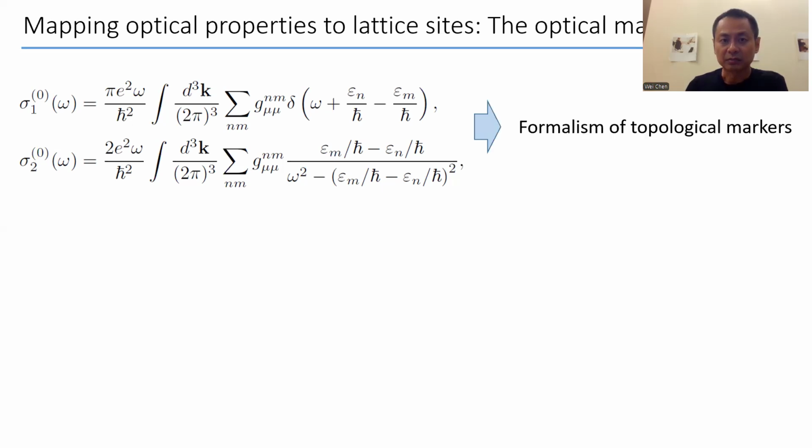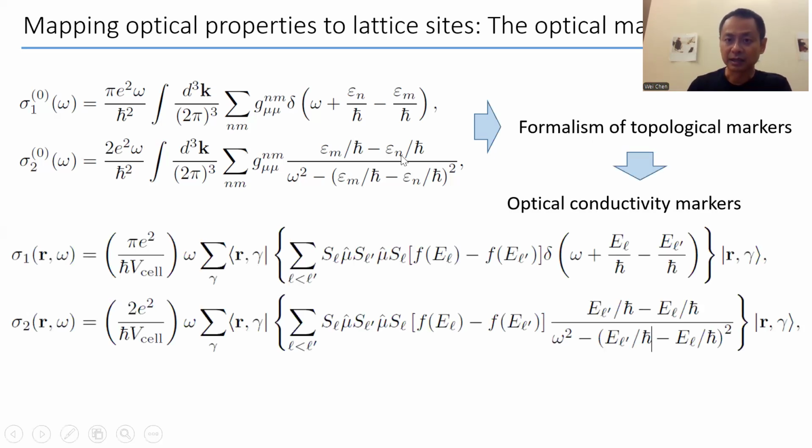So now you can put these optical conductivity formulas into the formalism of the so-called topological markers. If you're interested in these details, in my previous videos about universal topological markers, I have explained in detail how this formalism of topological markers works. So here I will not repeat it again. If you're interested, please check my earlier videos.